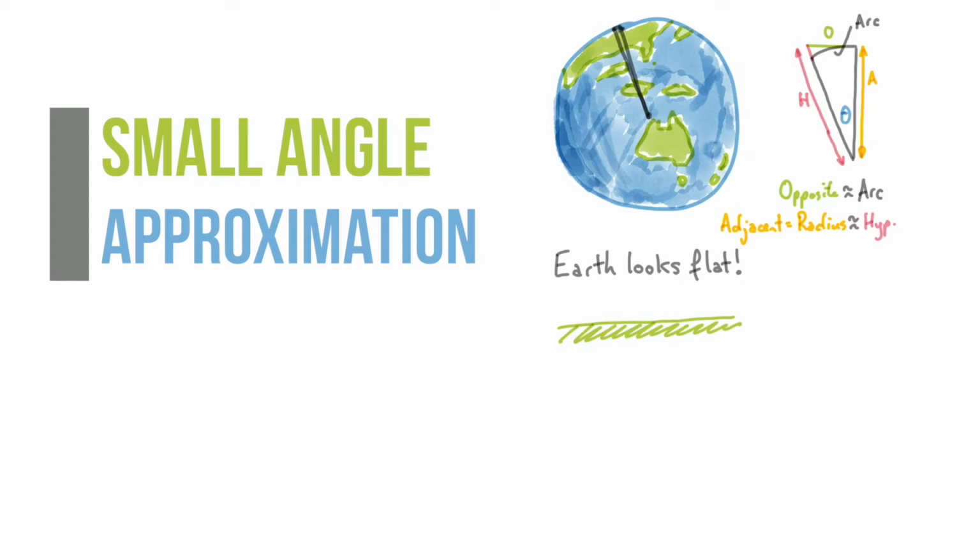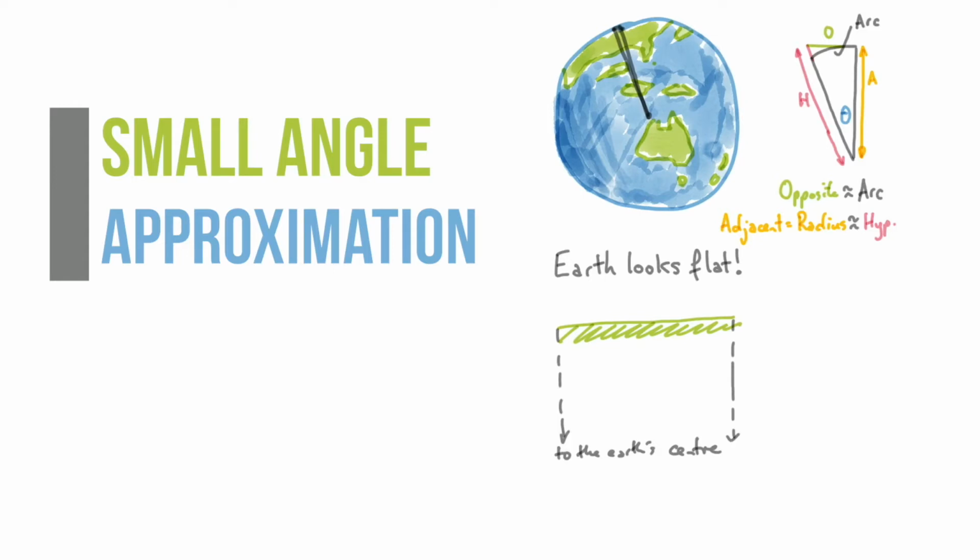Okay, now the analogy here is at the surface of the Earth, when the angle is really small, the Earth pretty much looks flat, and that hypotenuse and the adjacent side and the radius are all pretty much the same to the center of the Earth. And that arc length, or the opposite side as well, they're also equal.